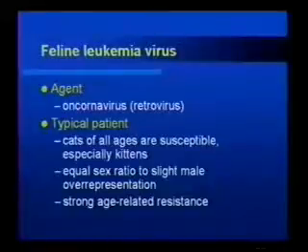The typical patient that's affected by feline leukemia virus is really a cat of any age, but kittens are most susceptible. The sex ratio of cats infected with this virus is approximately equal between male and female cats, or perhaps slightly overrepresented with males. And there is a strong age-related resistance to cats that have this virus. So adult cats are much harder to infect with feline leukemia virus than are kittens.